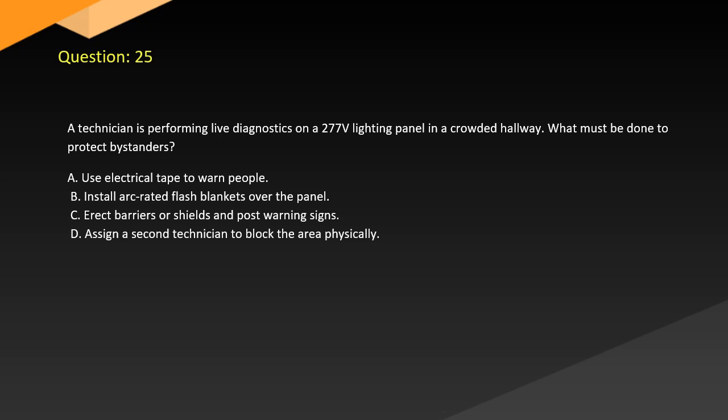Question 25. A technician is performing live diagnostics on a 277 volt lighting panel in a crowded hallway. What must be done to protect bystanders? A. Use electrical tape to warn people. B. Install arc-rated flash blankets over the panel. C. Erect barriers or shields and post warning signs. D. Assign a second technician to block the area physically.